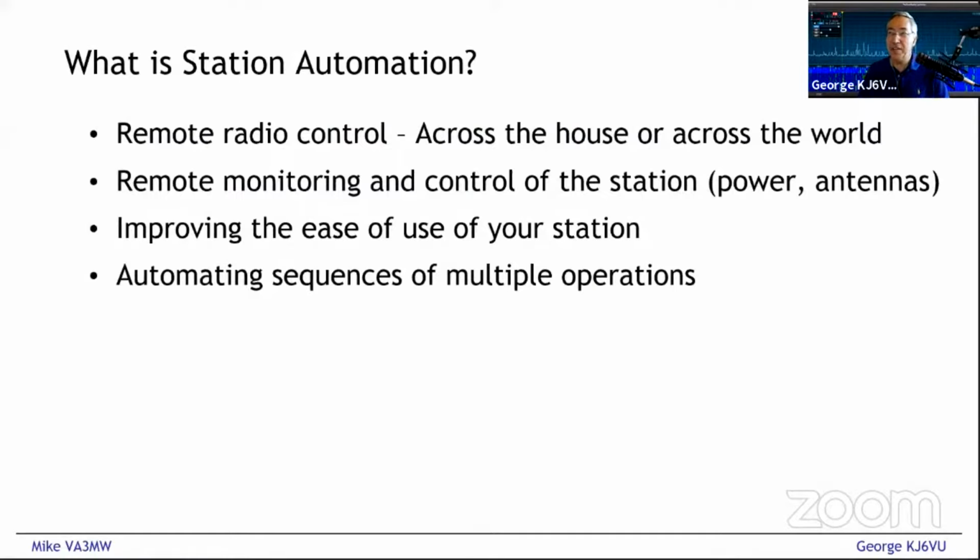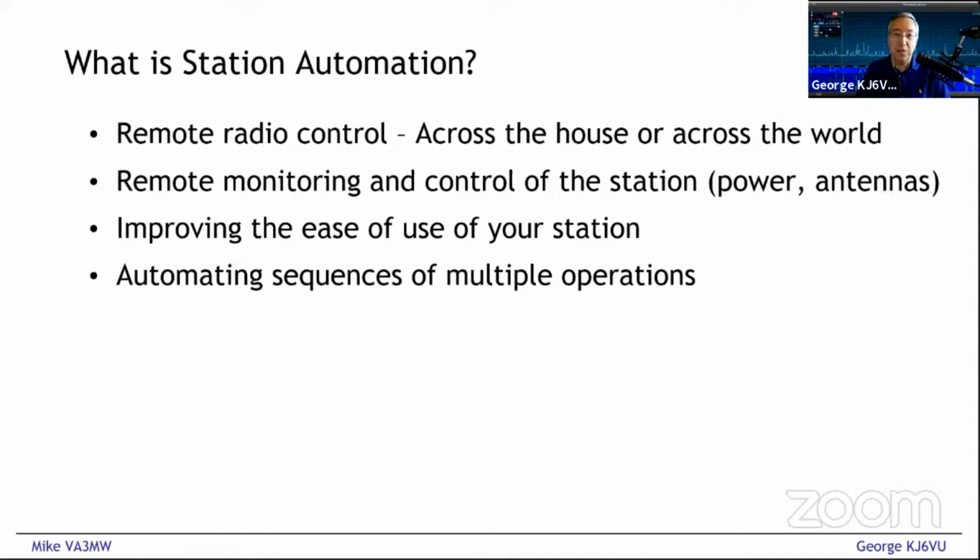So let's start out with a definition here. What is station automation? Really there's a couple different applications. One is remote control. In other words, the idea that your radio is in one location and you're in a different location. In the traditional sense, that is where your station is perhaps in a different city or in a different country or somewhere really far away. The other thing to think about is even around your own station, you might have your radio in one room and operate from a different room. Or even inside your shack, you might want to control things at the press of a button as opposed to a bunch of individual actions.